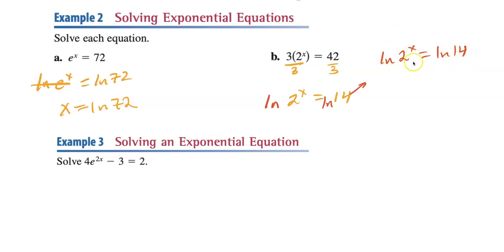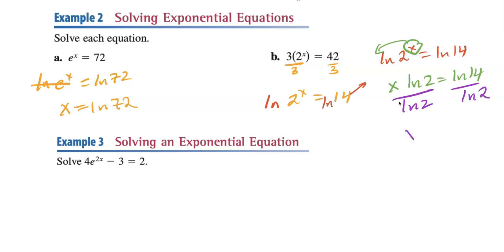And then we get to this step, right? And then we have to move this power to the front. x times natural log of 2 equals natural log of 14. And now we just got to get the x by itself. So we'll divide both sides by natural log of 2. And that's it. You can't do anything else. You got natural log of 14 over natural log of 2.